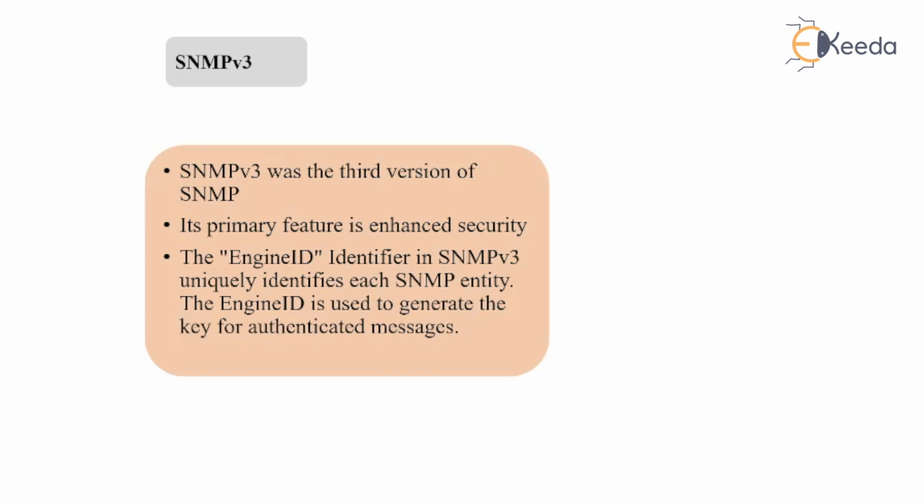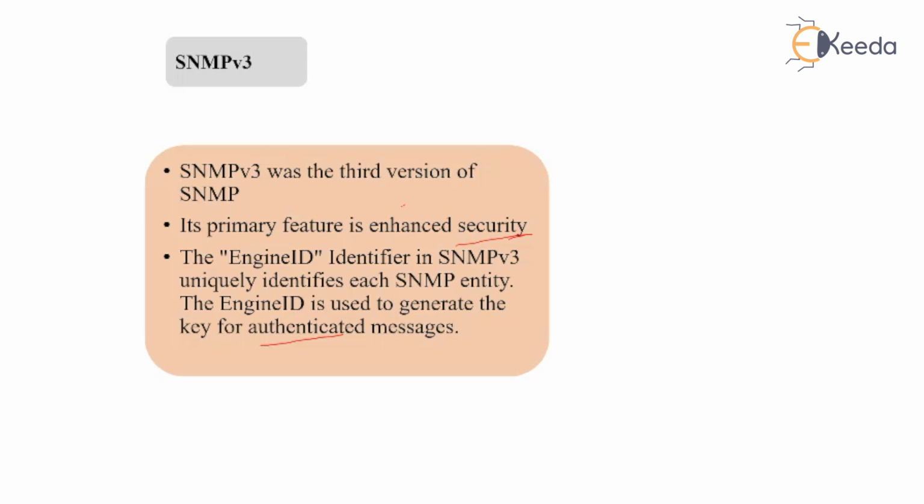SNMP V3 was the third version of SNMP. Its primary feature is enhancement in security. The engine ID in SNMP V3 uniquely identifies each SNMP entity. The engine ID is also used to generate the key for authenticated messages. Try to understand that SNMP V3 is developed for security purposes by providing authentication of the messages. So what does security of the network mean?